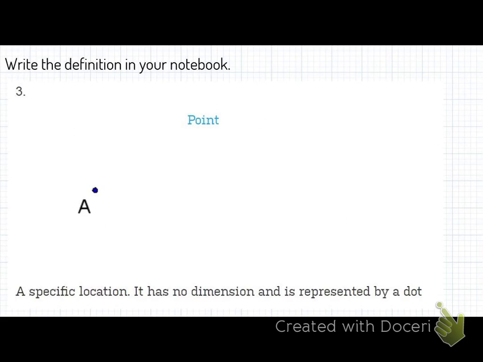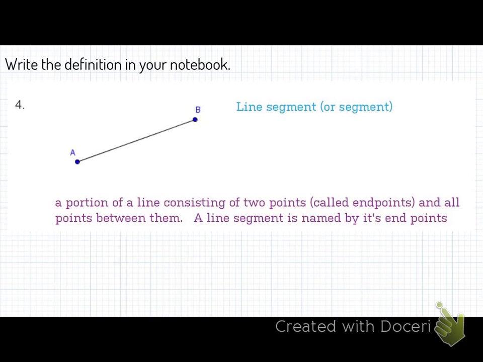It's a specific location. It has no dimension and is represented by a dot. So a point is a point, like a point on the graph. You're like, where are you at? San Dimas High School? We could represent this as a point, point A. Okay, this is called point A. Let's all say point A. Okay, good job.